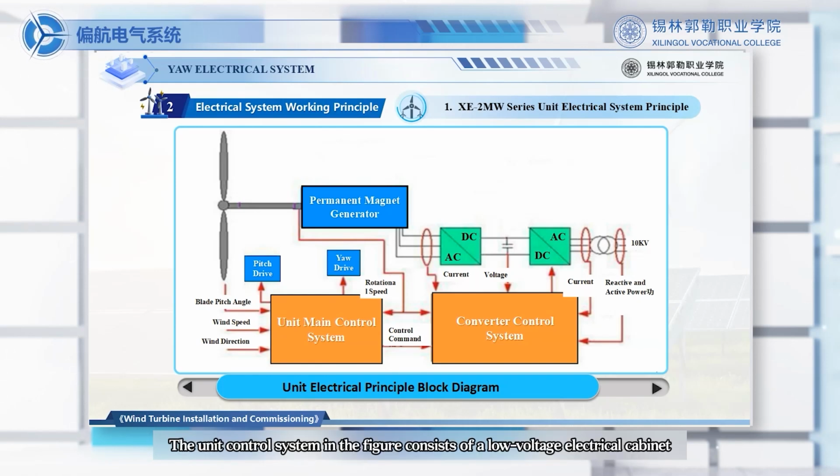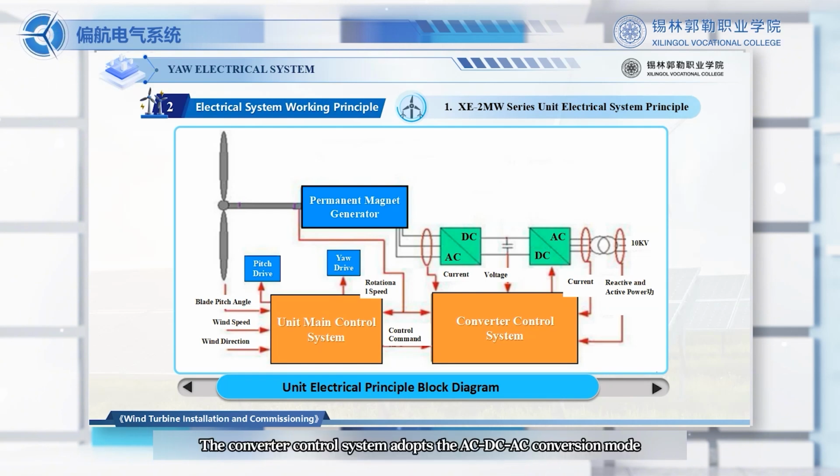The unit control system in the figure consists of a low-voltage electrical cabinet, a capacitor cabinet, a control cabinet, a converter cabinet, an engine room control cabinet, 3 sets of pitch control cabinet, sensors and connecting cables, etc. The main control system is mainly responsible for 3 functions: normal operation monitoring, operation status monitoring, and safety protection.